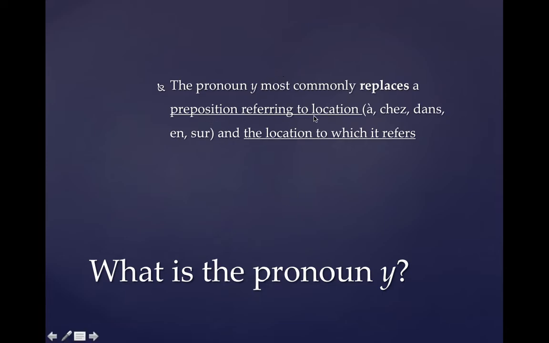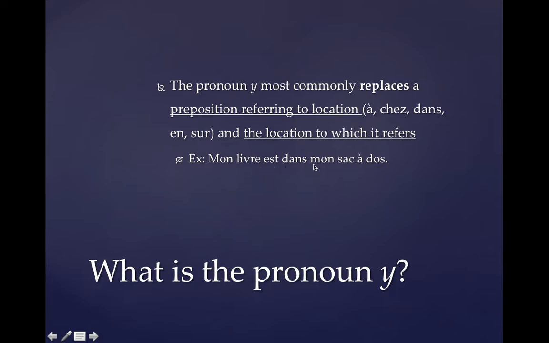So when I say preposition referring to location, I mean, for example, à, since that means to or at. Chez, where, for example, if you say chez moi, that means my house. Chez ma sœur, my sister's house. Dans means in. En can also mean in. We talked about this last year. Dans is more literal. En is more in terms of like, je suis en Californie, I'm in the state of California. And sur, on. So for example, I could say, mon livre est dans mon sac à dos.